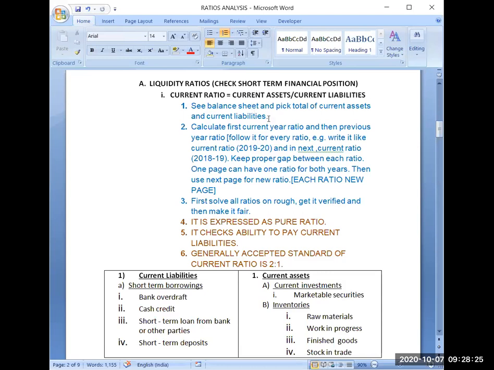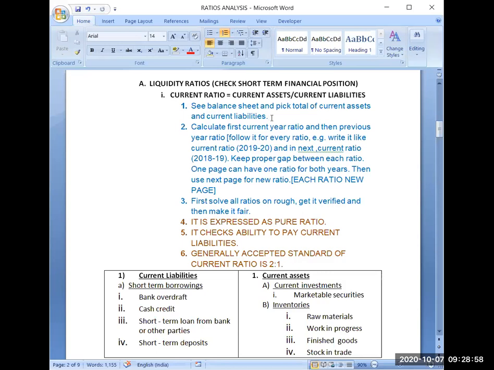As I have given you the PDF of the company, how will you be able to calculate the current ratio of that company? You have to calculate the current ratio for 2 years, for last year and for the current year also. So first see the balance sheet in that annual report and pick the total of current assets and current liabilities. You will find in the balance sheet current assets are mentioned and current liabilities are mentioned. Take out the total of current assets and total of current liabilities from the balance sheet.